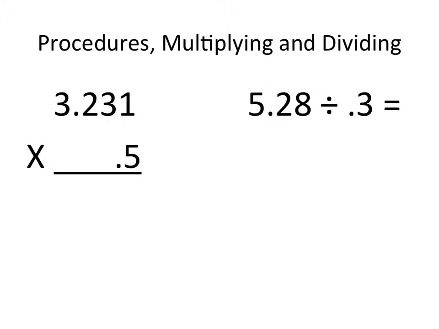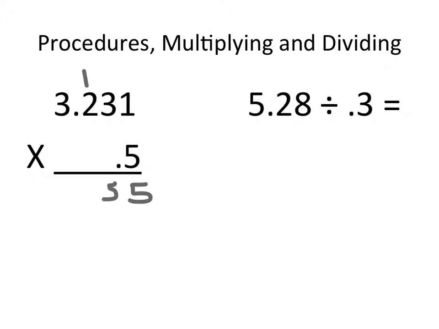When students are multiplying with procedures, we can ask them to estimate their answer first, if we want to, so that they're sure that their answer makes sense. Or we can tell them just multiply, and we'll worry about the decimals later. We'll figure that out after we get an answer. So if we multiply this problem, 5 times 1 is 5. 5 times 3 is 15.